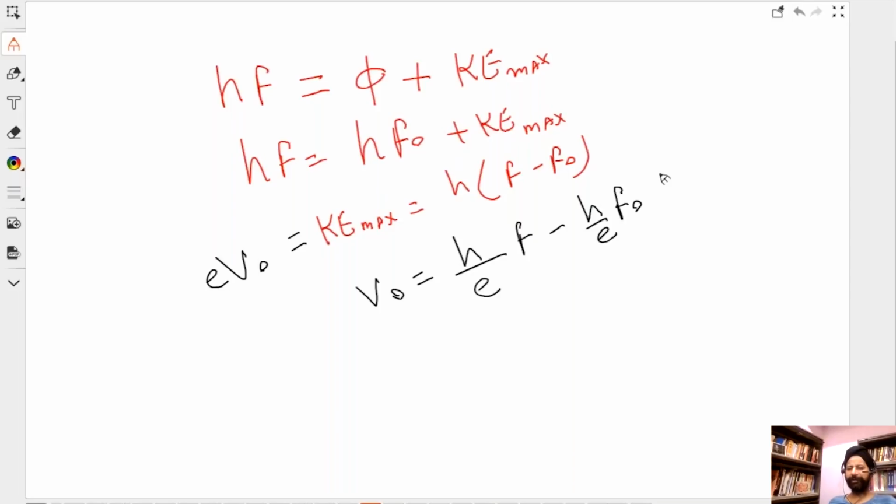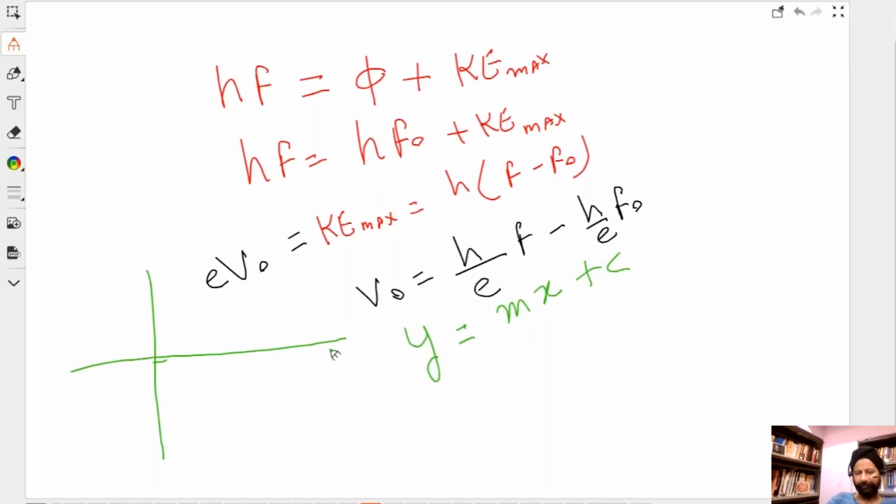Stopping potential purely depends on frequency. And isn't this equation y equals mx plus c? That is what the graph is going to look like. So y is the stopping potential versus the frequency. It should have a negative y-intercept and a slope of h by e.